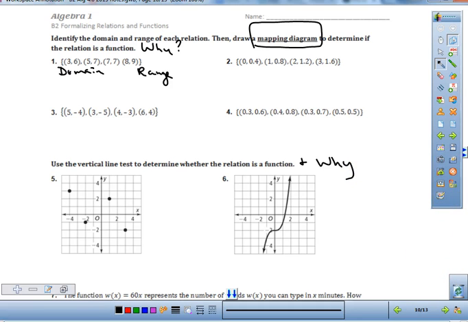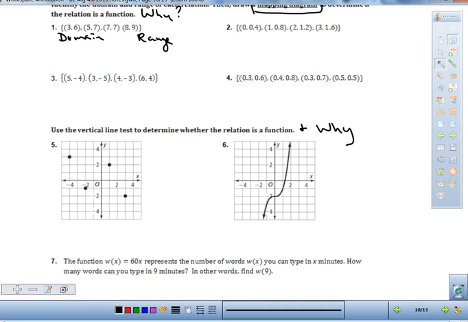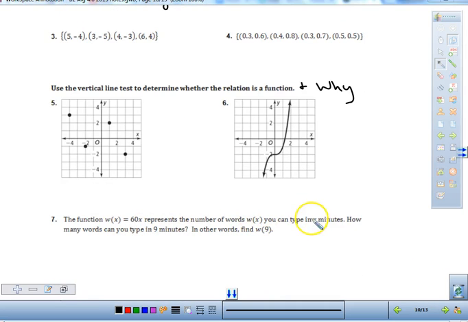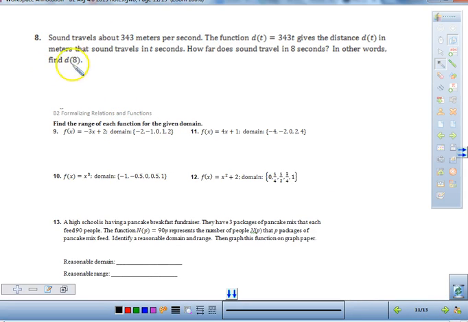As you continue looking at this worksheet, number 7 is asking, how many words in 9 minutes? In other words, find W of 9. So you should be able to do that. Look at your notes. Here again, we're using this equation, d of t, but we're trying to find d of 8.